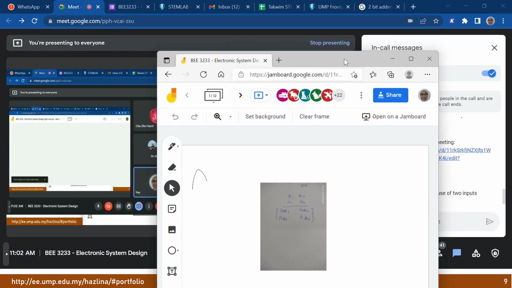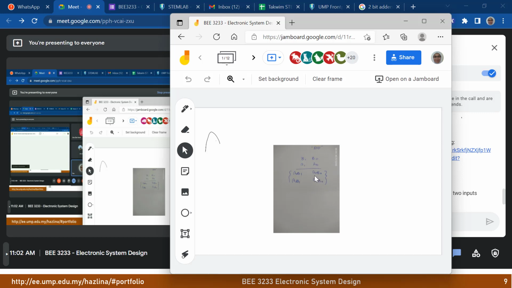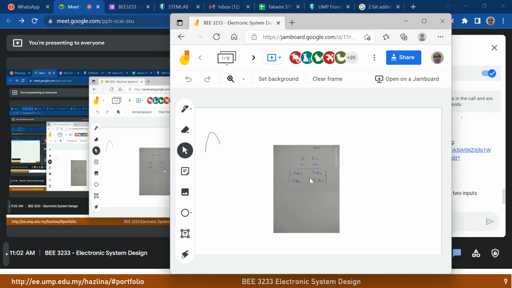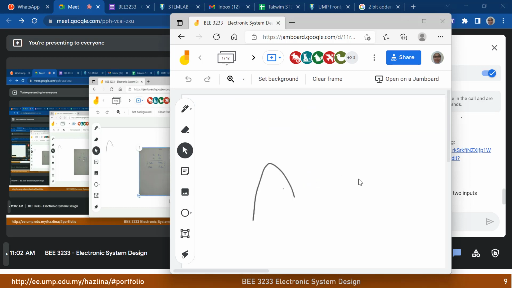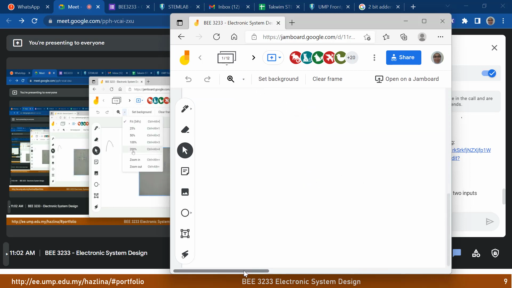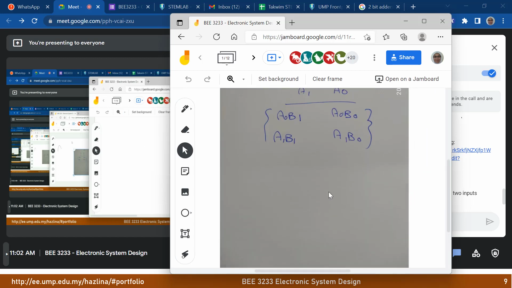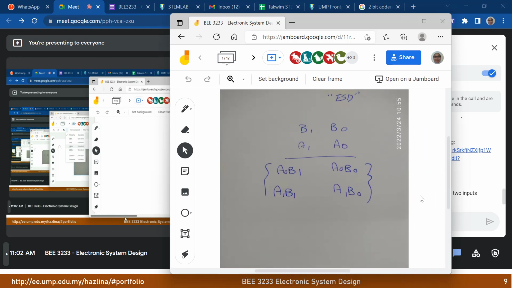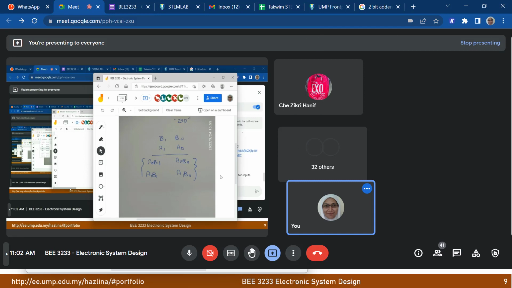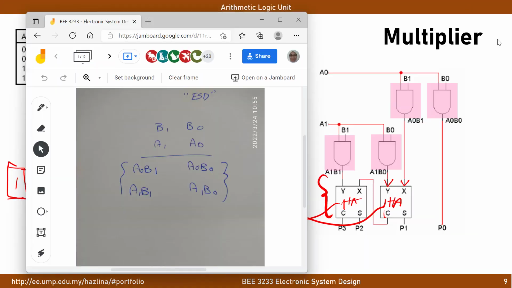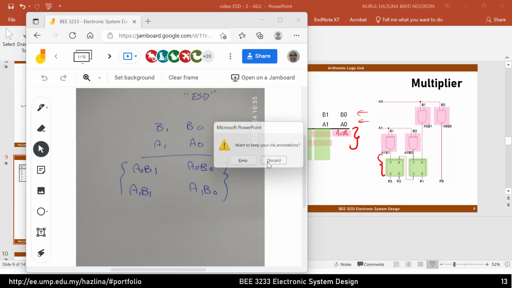Okay, so yeah, let me have a look. Okay, now your friend give this answer. Okay, now ada error dekat sini sikit. What is the error? Okay, is this correct? Not correct. Why? Why is it incorrect?